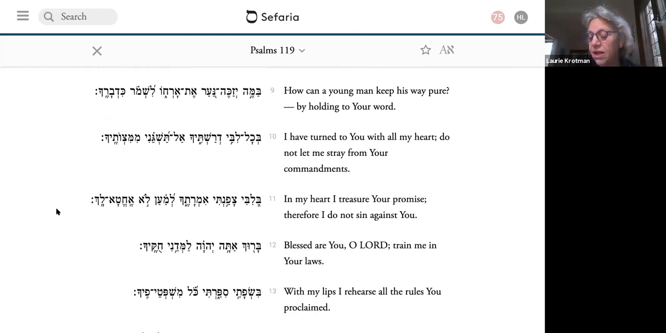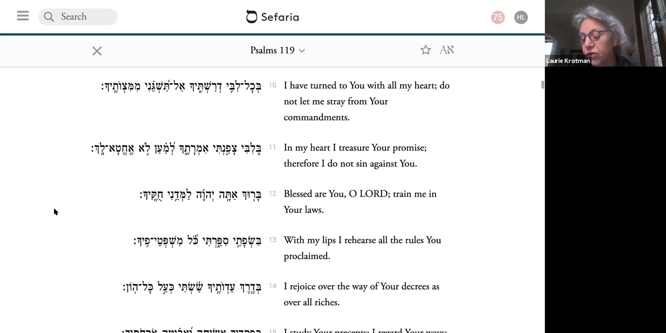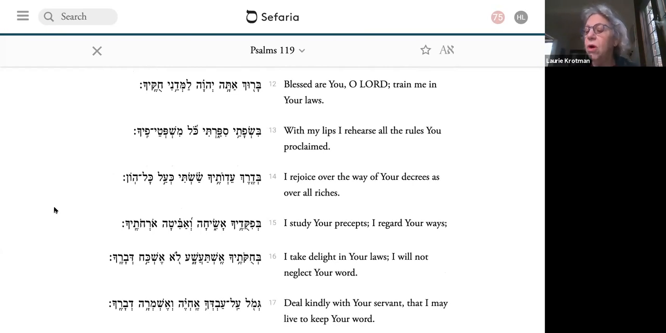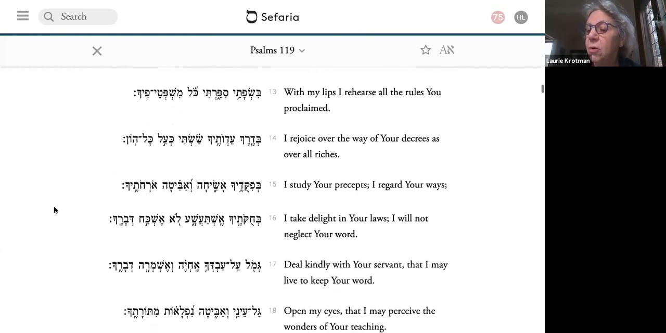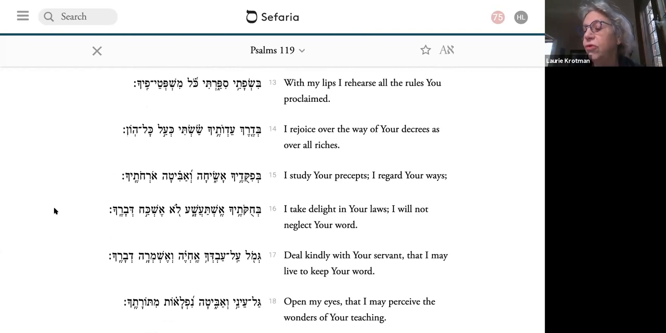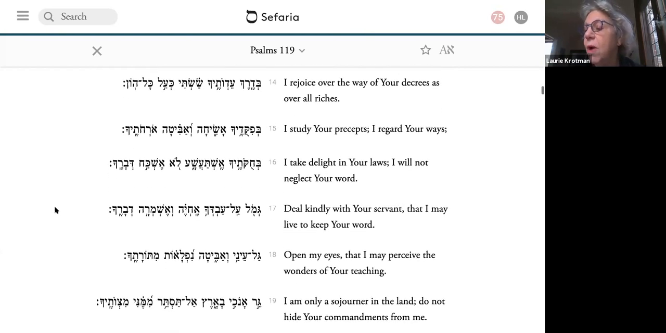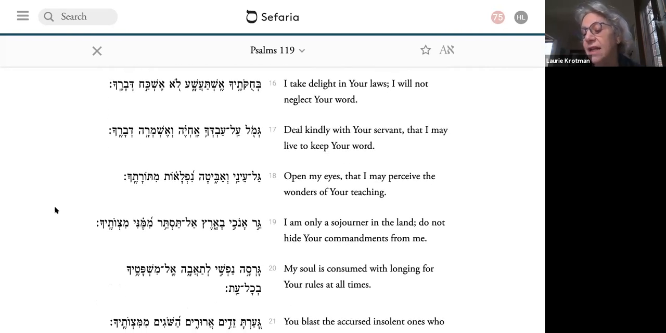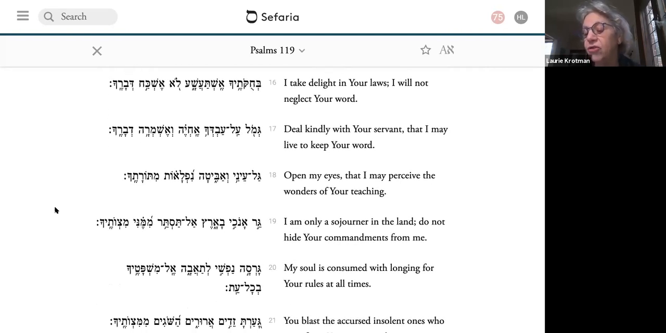How can a young person keep their way pure? By holding to your word. I have turned to you with all my heart. Do not let me stray from your commandments. In my heart, I treasure your promise. Therefore, I do not sin against you. Blessed are you, O Lord, train me in your laws. With my lips, I rehearse all the rules you proclaimed. I rejoice over the way of your decrees as over all riches. I study your precepts. I regard your ways. I take delight in your laws. I will not neglect your word.